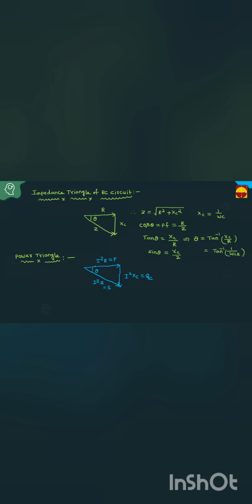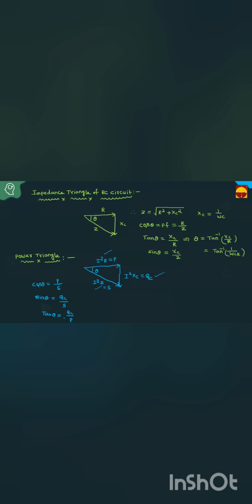Then here also you have to define different parameters. This is active power, this is reactive power, and this is the apparent power. Then what is cos theta, students? P by S. What is sin theta? QC by S. What is tan theta? Tan theta equals QC by P.